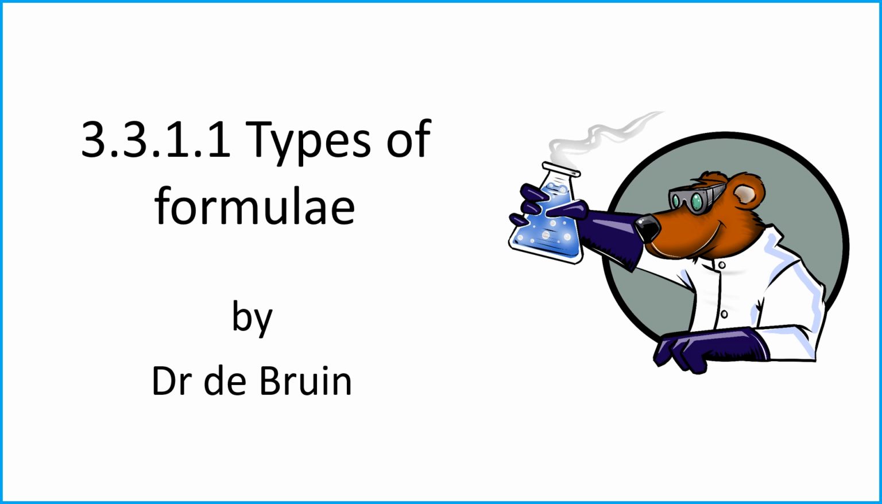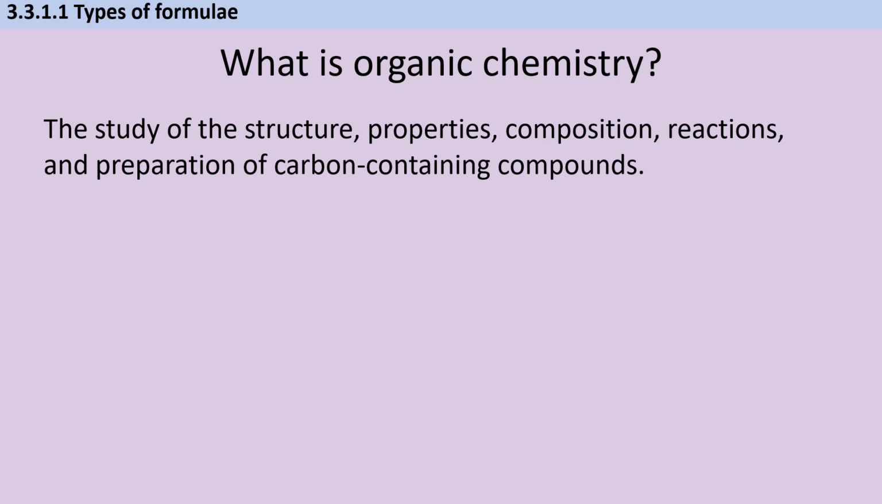In this video, we're going to look at the 6 different types of formula that we use throughout AQA A-level Chemistry, and organic chemistry in particular. So first off, what is organic chemistry? Well, organic chemistry is the study of the structure, the properties, the composition, reactions and preparation of carbon-containing compounds. They're called organic compounds because originally scientists thought that they could only be made by living things, but we now know that that's not true. So basically, this is carbon chemistry.